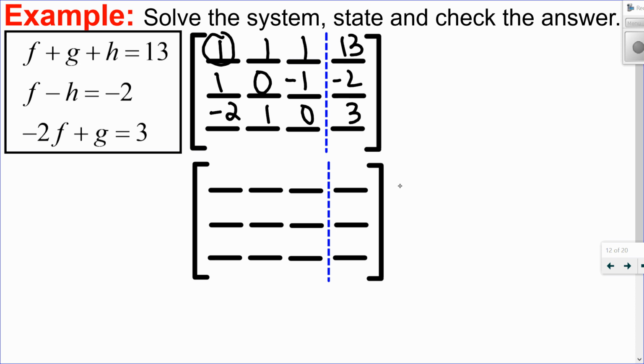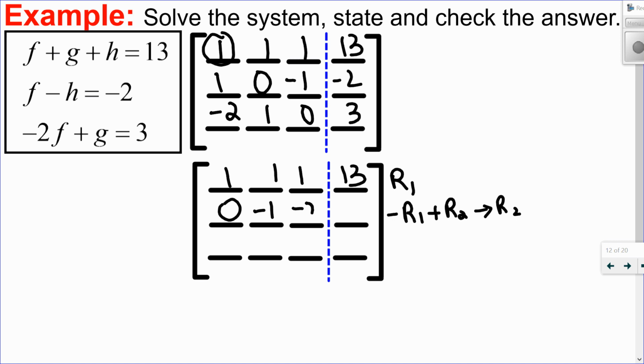I'm going to leave row 1 as row 1: 1, 1, 1, 13. In row 2, I am going to do negative row 1 plus row 2 onto row 2. So I'm multiplying row 1 by negative 1 and adding it to row 2. Negative 1 plus 1 is 0. Negative 1 plus 0 is negative 1. Negative 1 plus negative 1 is negative 2. And negative 13 plus negative 2 is negative 15. Now I've got a 0 here, which is what I wanted.